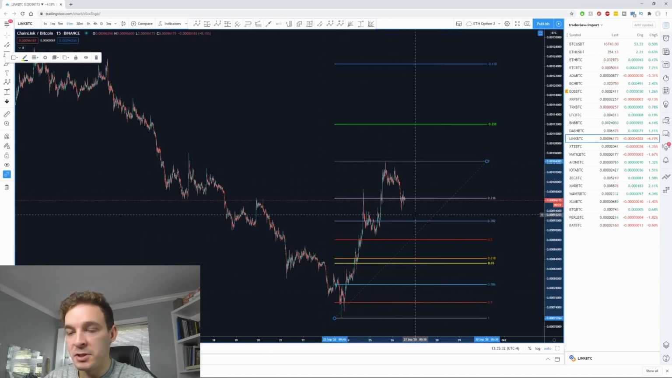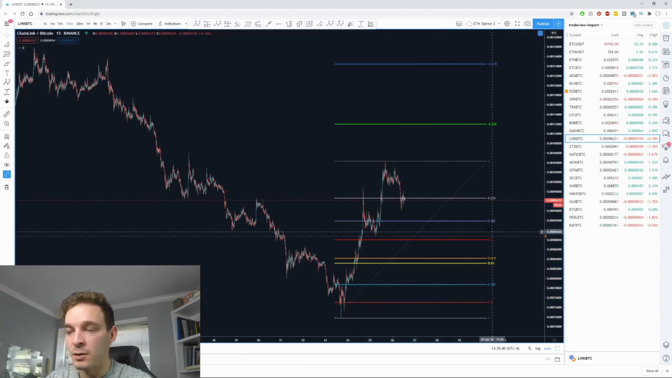So again with Link, there isn't anything to trade right now, but this is another one I want to keep an eye on, especially as we come down to this 50. So I'm going to put an alarm in here once again.